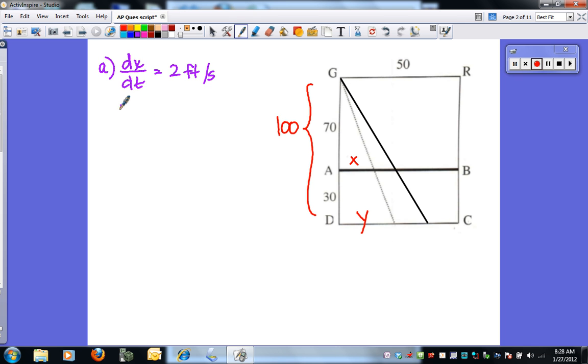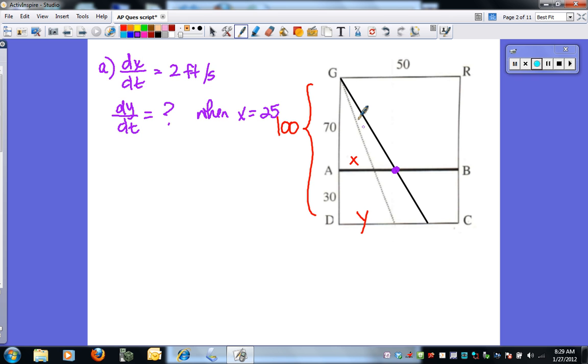And right now we're looking at dy/dt. We're looking for dy/dt. What is dy/dt? When x is 25, because it's midway, right? Midway. So right here would be 25 feet.